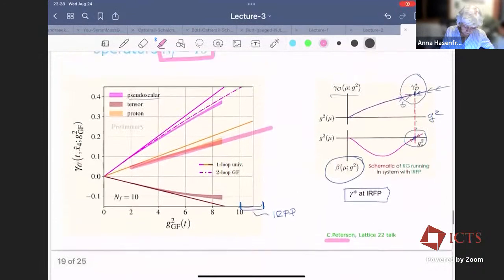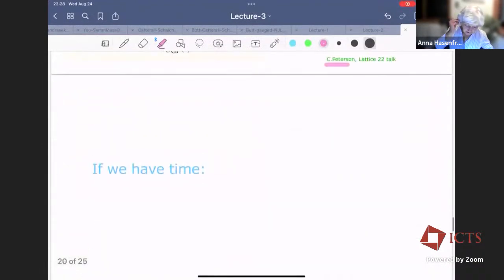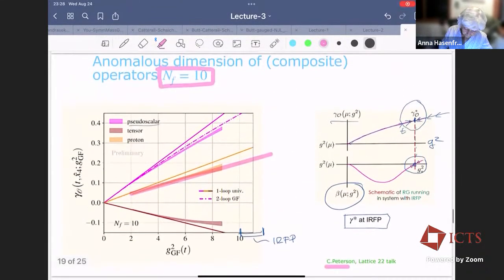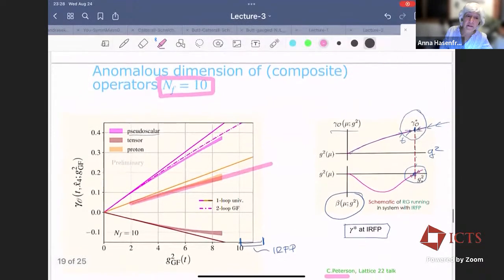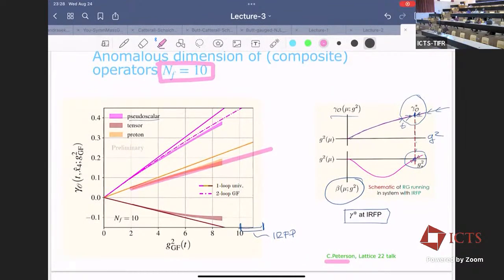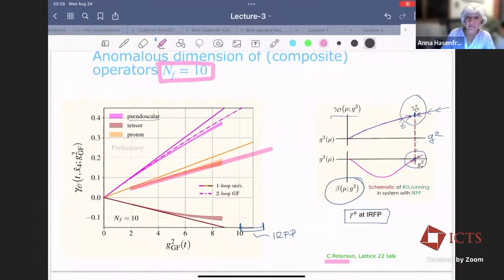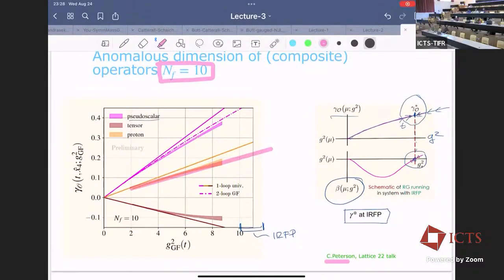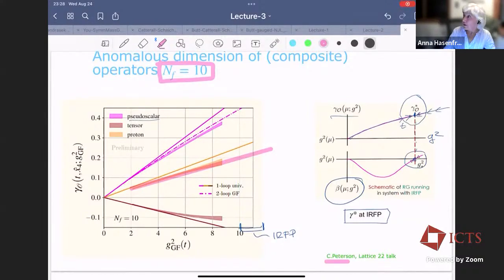Good. So I have some more material, but I said if I have time. So let's stop here and see if there are other questions or comments about the beta function, gamma function, how we do gradient flow. Any questions? There are no questions in the audience right now. Okay, all right.